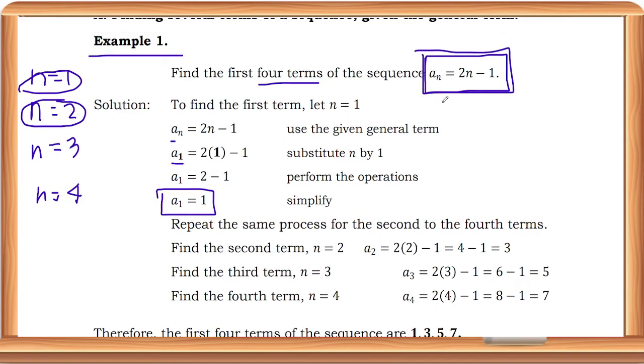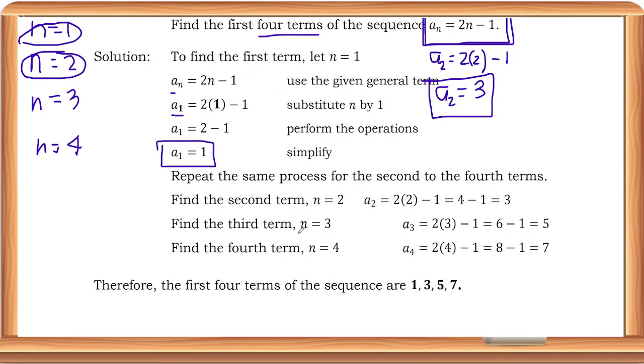So for a sub 2 naman siya, yung a sub 2 mo would be equal to 2 times, syempre, yung n mo which is 2. And then minus 1. So, follow lang ito. Ang kailangan lang i-substitute mo lang dun sa hinahanap mong term. Okay? So, a sub 2 therefore is equal to 2 times 2 is 4 minus 1, that is 3. So, a sub 2 therefore is equal to 3. And so on and so forth.